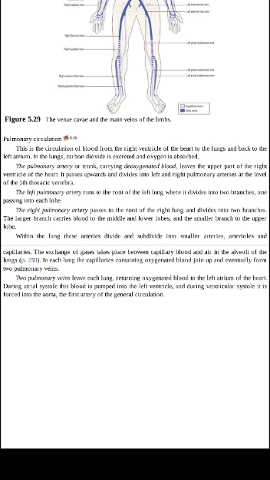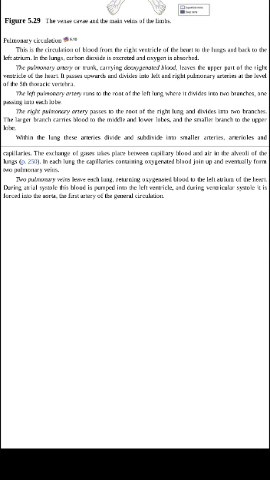You might have noticed in previous lectures the structure of alveoli. It's like a balloon, but its outer layer is very thin so that exchange of gases can easily take place between the blood and the air. In each lung, the capillaries containing oxygenated blood join up and eventually form the two pulmonary veins. Now, all the capillaries which are carrying the oxygenated blood will form a pulmonary vein. Again, the veins in our body contain the deoxygenated blood, but this is an exception. The pulmonary vein carries the oxygenated blood.